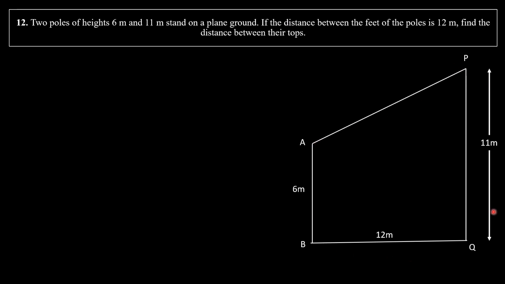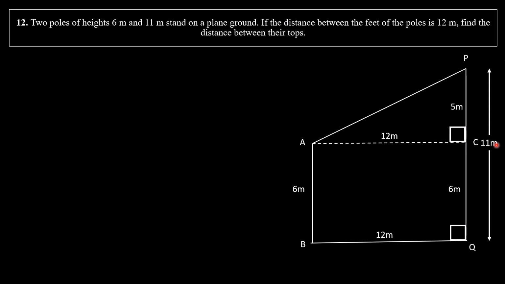Okay, so from this structure we further construct a perpendicular from A to this PQ. Now we get a rectangle here, right? This is a rectangle, so this will be 12 meter, and this will be 6 meter. Out of the 11 meter total height, 6 meter is covered in this rectangle. The remaining will be 11 minus 6, that is 5 meter.